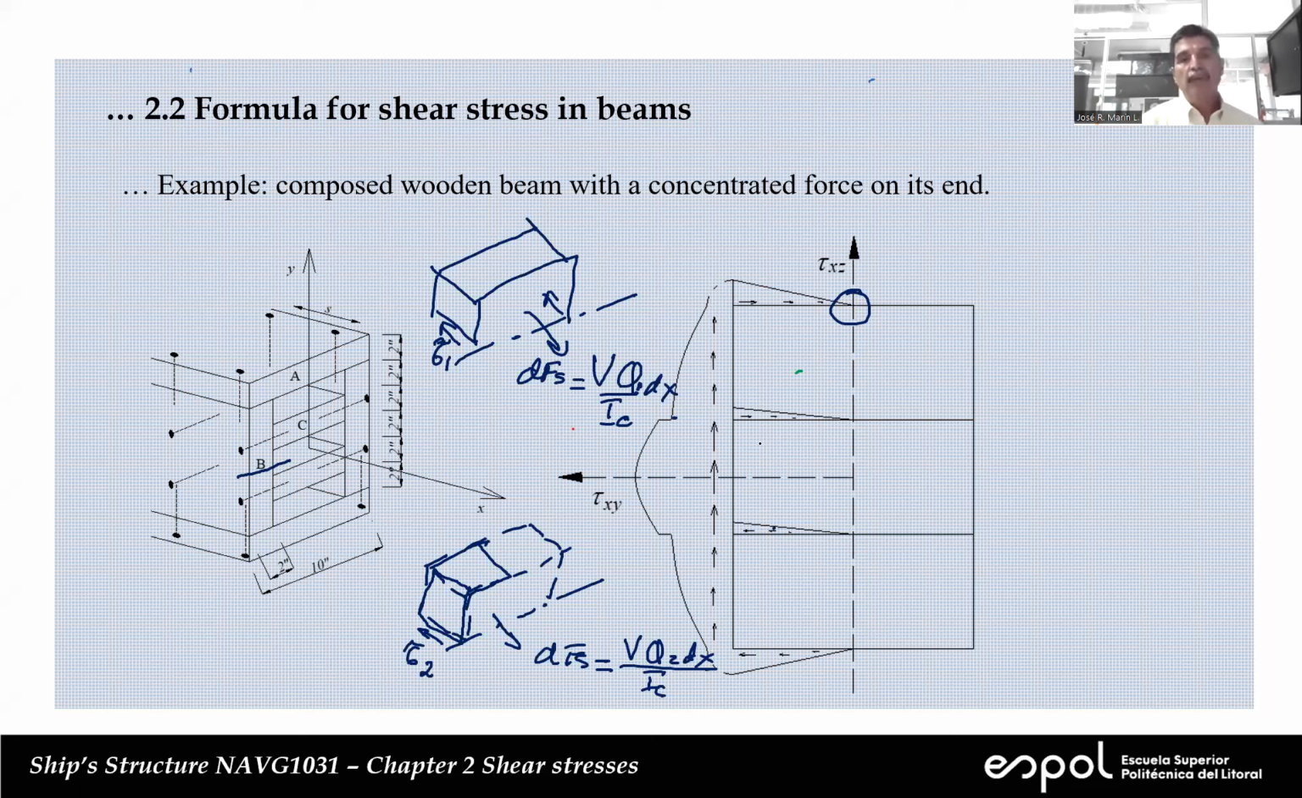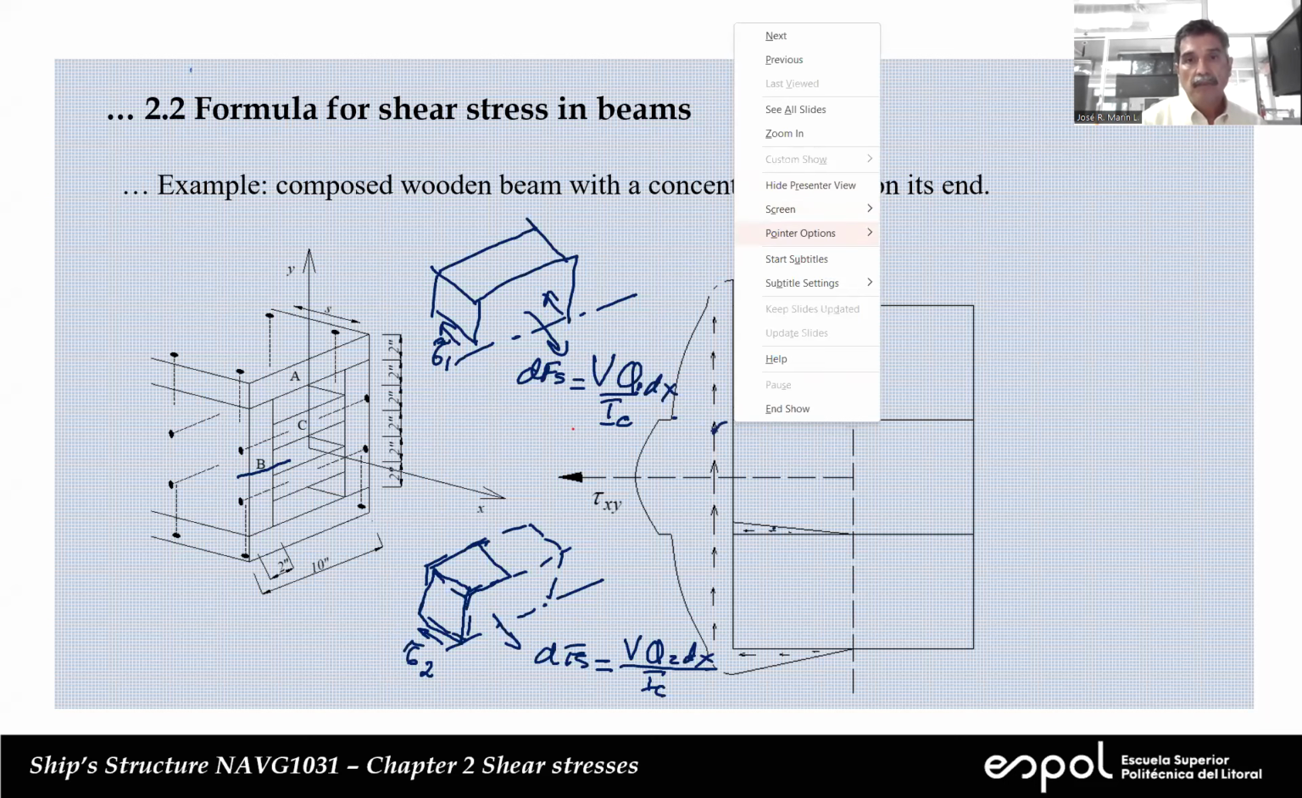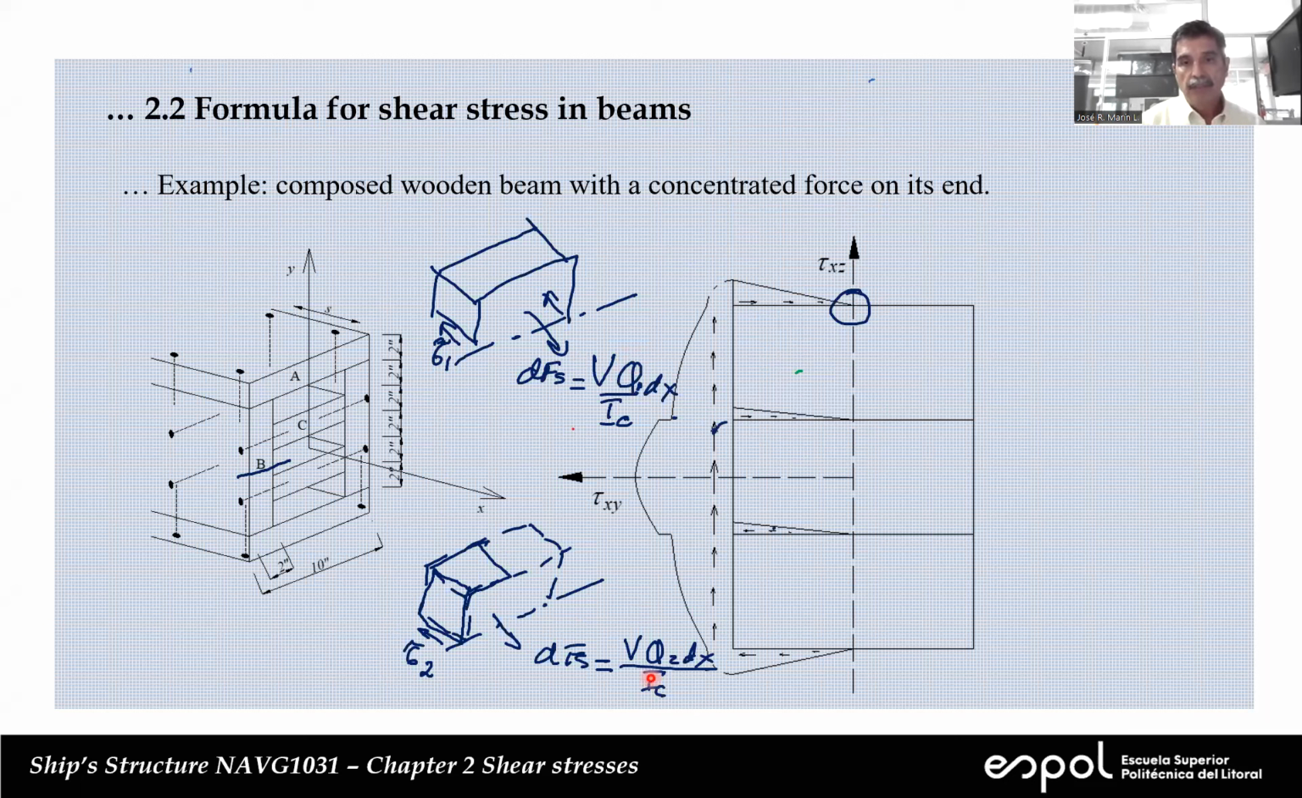What's the relationship between Q1 and Q2? See, this is Q1 and this is Q2. What's the relationship between this and that? I don't know who was asking this.